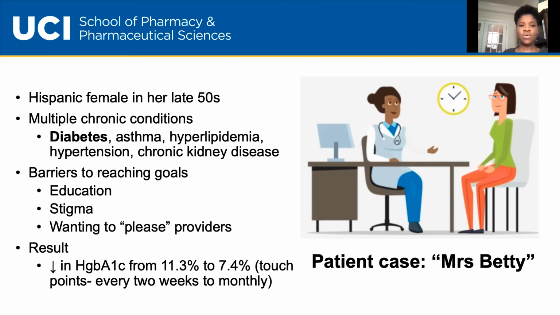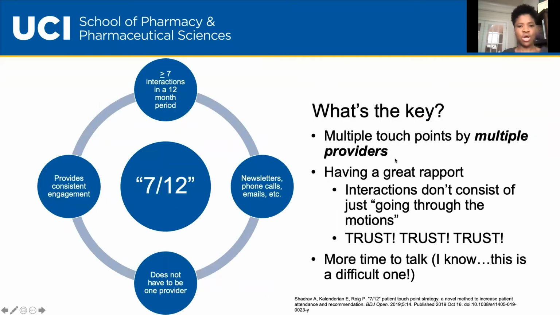And so what I want to tie in is, go to the next slide, please. We're talking about these touch points. Calendrian et al. wrote an article talking about these touch points and really being in contact with your patients, trying to be in contact with them at least 7 times out of the 12 months of the year. And this 7 times does not mean just in person, but it can be newsletters, phone call check-ins, emails, things to make sure that they've understood from your last visit. It could be anything.